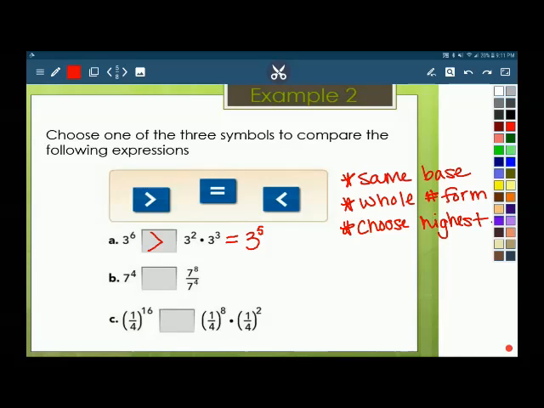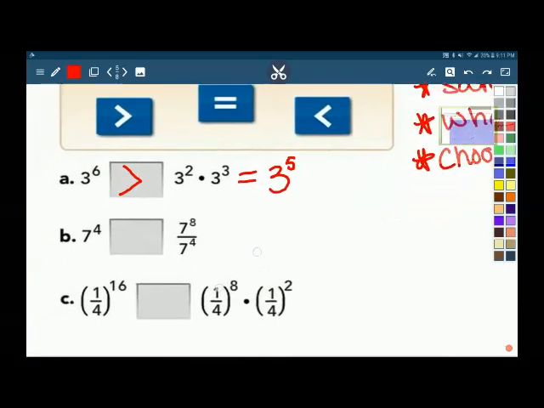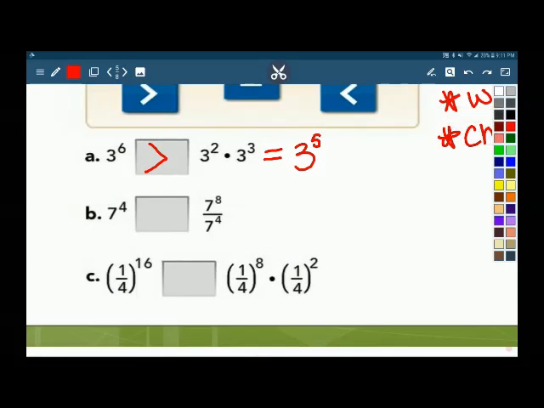Okay, let's do the same thing for part B. We're going to use our quotient rule this time on the right side. The left side is already as simple as it's going to get, and it's in whole number form. So the quotient power says if you have 2 of the same base, which here we have 7, combine them together into the same base, so 7 to the, we subtract the exponents now. 8 minus 4 is 4. So now we're comparing 7 to the 4th to 7 to the 4th. Well, those are the exact same thing, so they are equal.